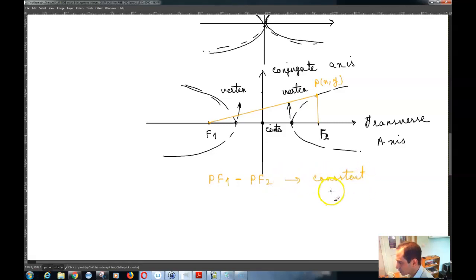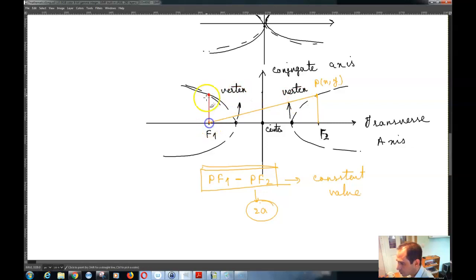This is some constant value, and of course, as it turns out, it's actually equal to 2a, but it doesn't matter what it is. A is basically some distance over here. We will talk about that. But this value happens to be a constant, and it doesn't really matter what sort of point you take here, as long as the point is on the hyperbola.